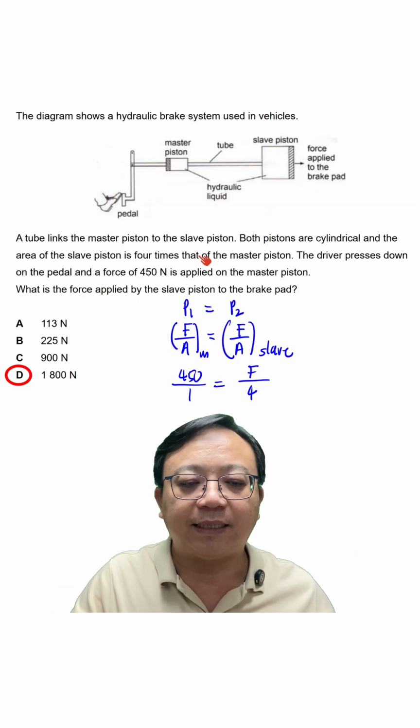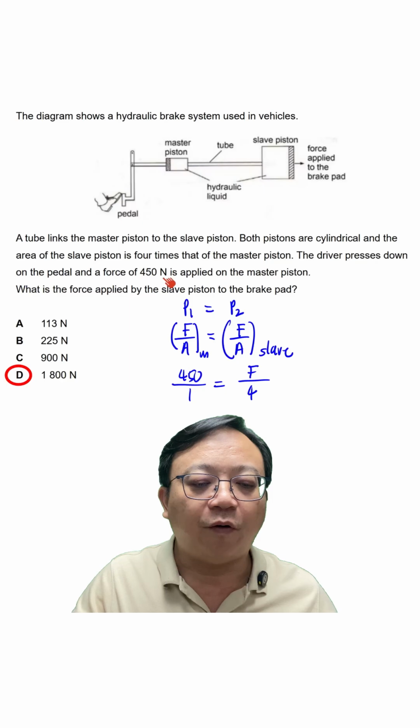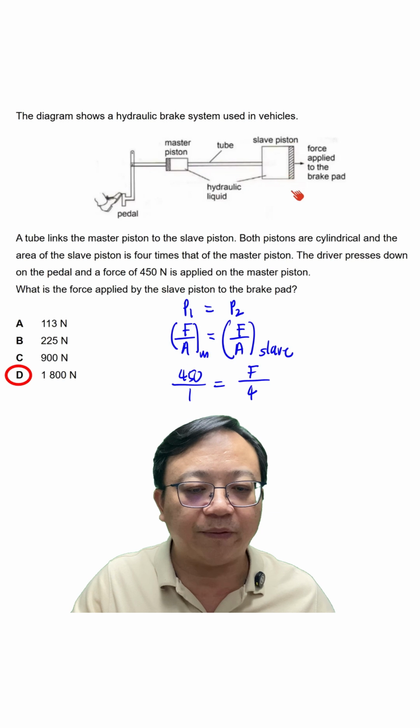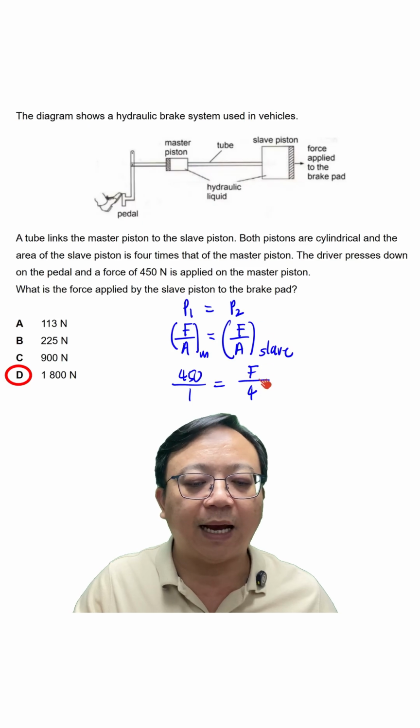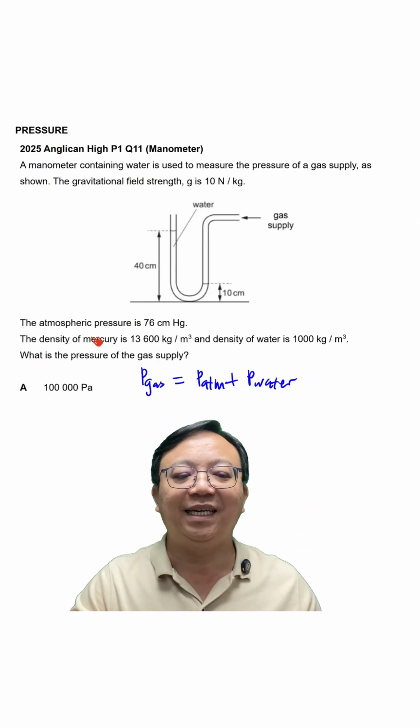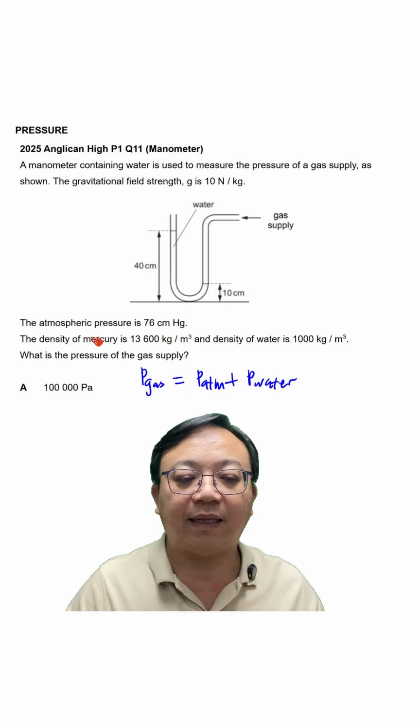So for this case, let's take a look at how to solve this question. Pressure 1 is pressure acting on this master piston. Pressure 2 is pressure acting on this brake pad. So pressure is what? Force per unit area, right? So what is the force? 450, the force applied on the master piston, right? So 450 divided by 1, because they said the area of the slave is 4 times that of the master. This is a slave, this is a master. This area is 4, this area is 1. So how to find the force acting on the slave? Just do the math, you will get 1,800. Answer is D.